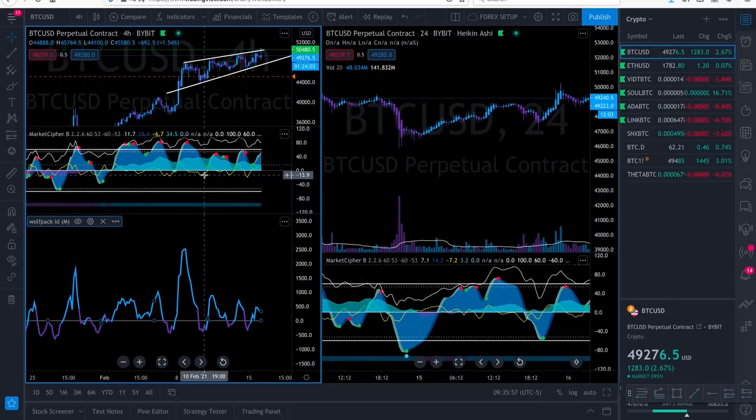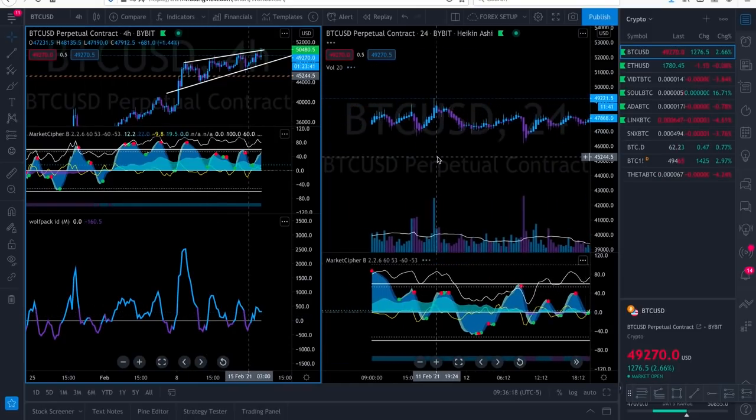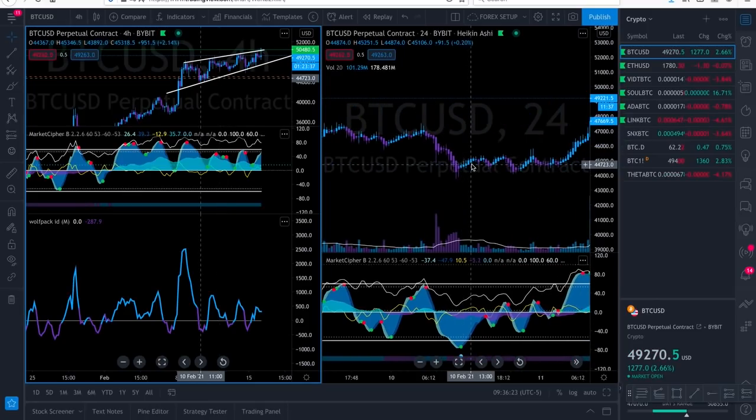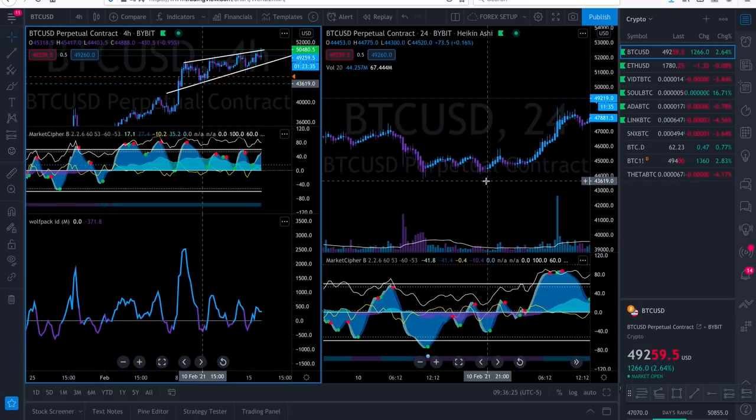Now let's take, for example, this trade right here on February 11th, 2021. I got a green trigger wave on the 4-hour. Okay? The Wolfpack ID had crossed over. It was red, now it's green. It has crossed over that zero line. So now on my 24-minute chart, here I am.